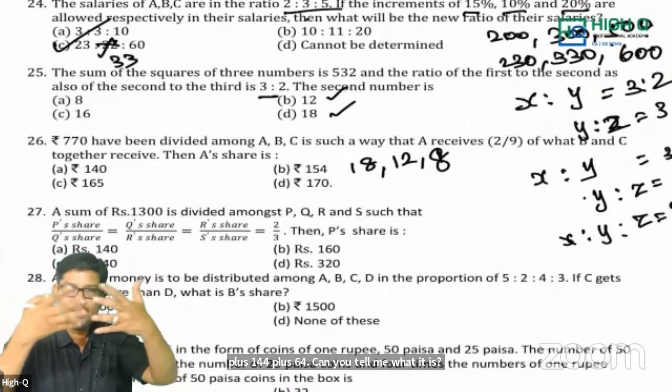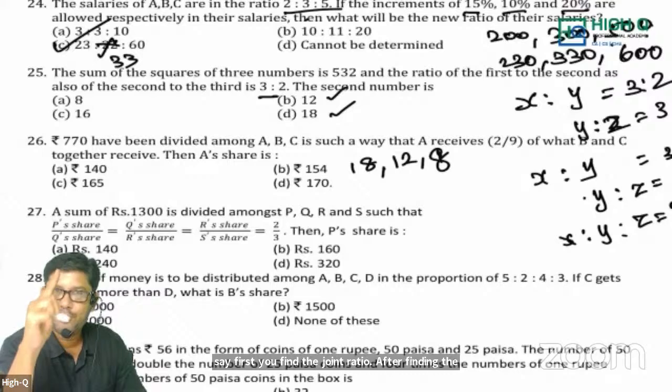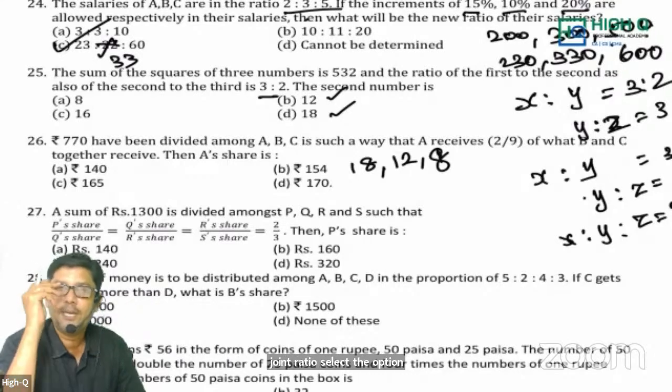See, first you find the joint ratio. After finding the joint ratio, select the option. Option is what? B or D. My dear, please follow this.